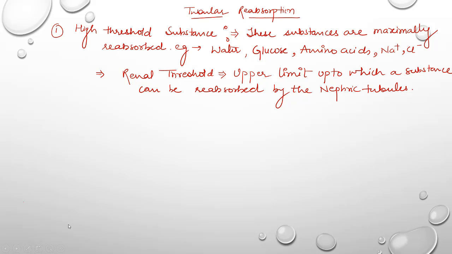This renal threshold is different for different substances. Okay, like for example, glucose, 180 milligram per deciliter.